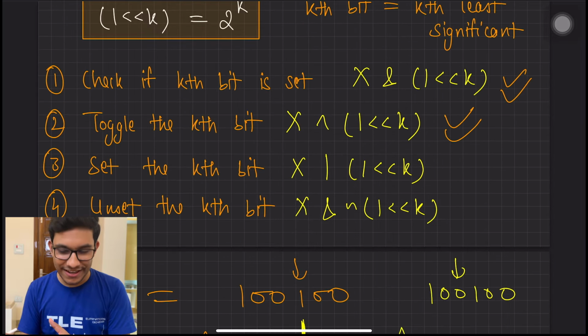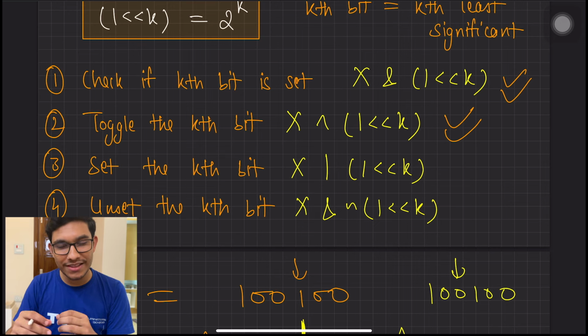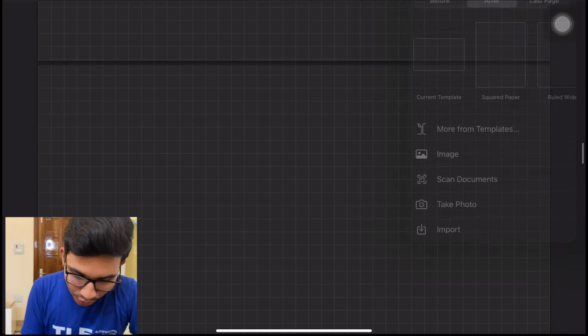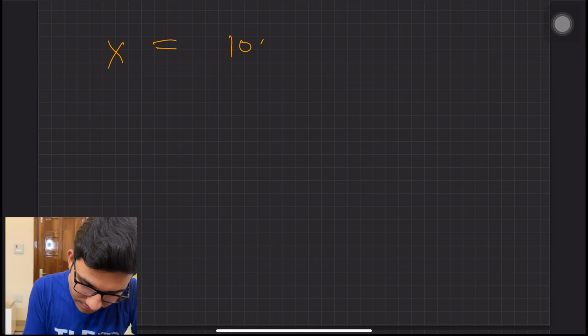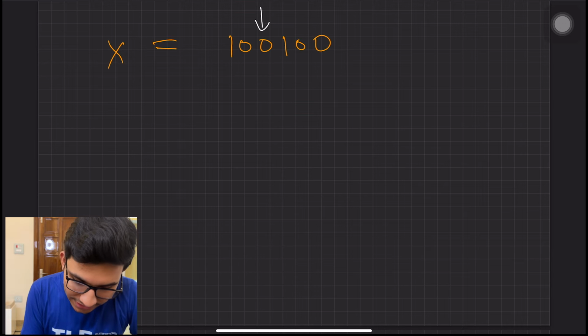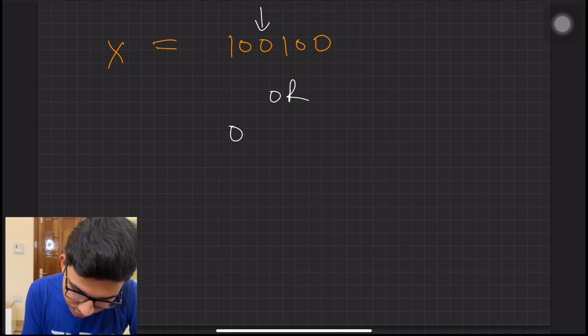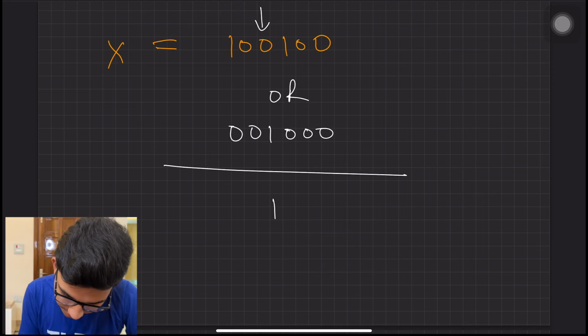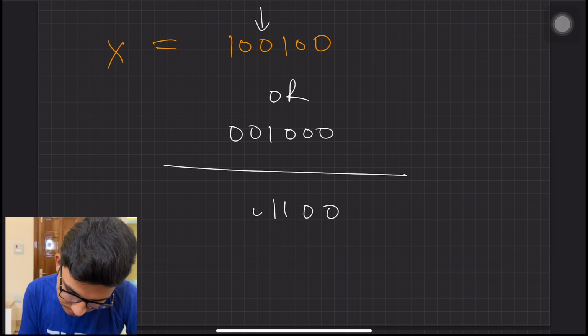If you want to set the kth bit, okay, you want to say that I want to make the kth bit as 1. So what you can do is you can simply take the OR. Let's suppose x is equal to this. If you want to, let's suppose, set this bit, you can take the OR of these two numbers, with 0, 0, 1, 0, 0, 0. If you take the OR, this bit will become 1. Rest all the bits will remain the same.